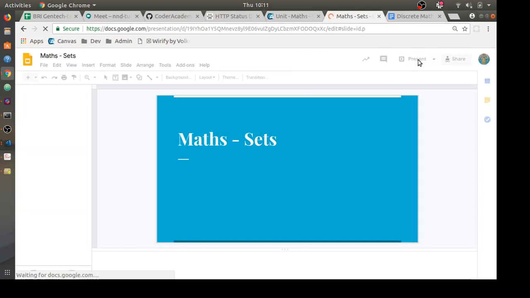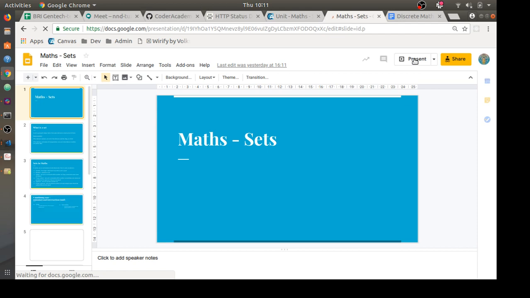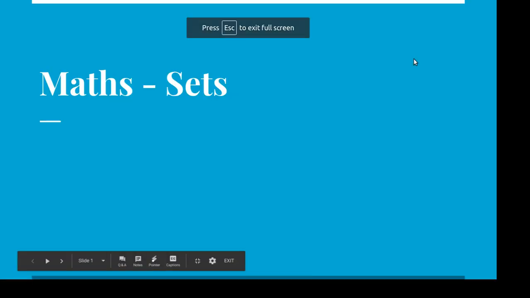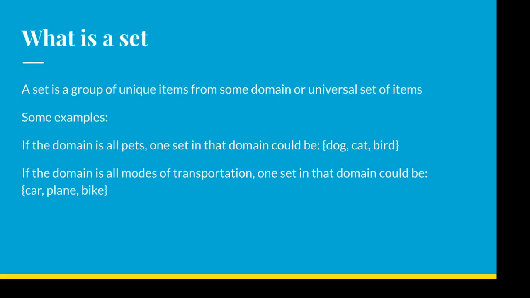I really need to change my keyboard shortcuts for that. Okay. Some more super fancy slides for you. That's my specialty. All right, sets.